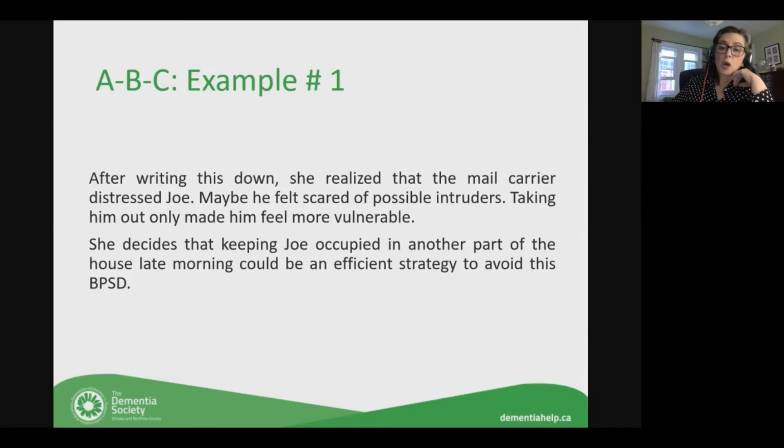So she decides to occupy him in another part of the house at that time of the day, so that he misses the mailman completely. Sorry, that was my bad. I thought she took him out to the back, but instead she's taking him out to meet the mailman, and that's the difference there. So here you see the approach.